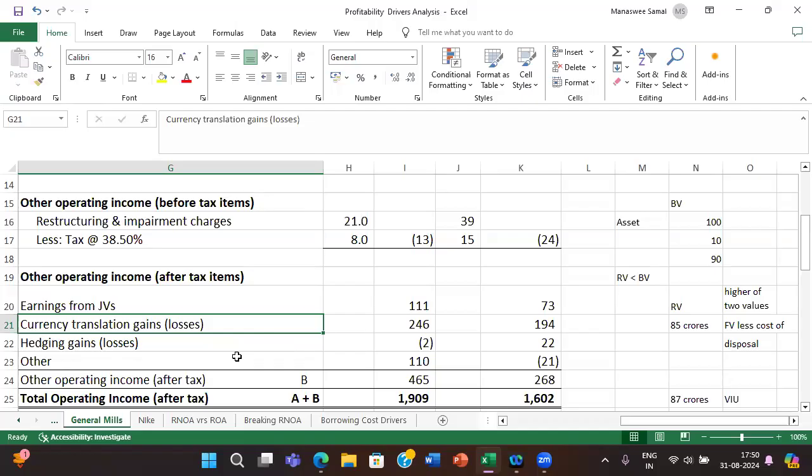And hedging gain and loss, you already know. Obviously, if you're referring to OCI, hedging gains and loss, that will be cash flow hedges, and that too the effective portion. The ineffective portion will in any case go to the P&L and affect your net profit figure.